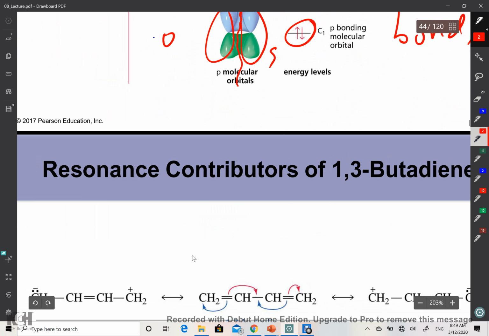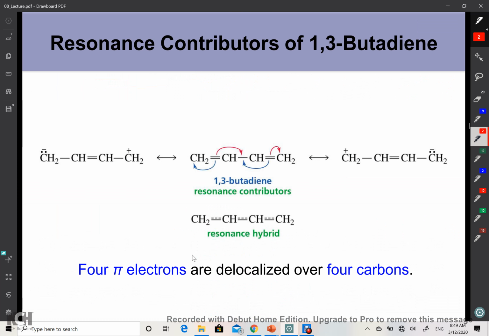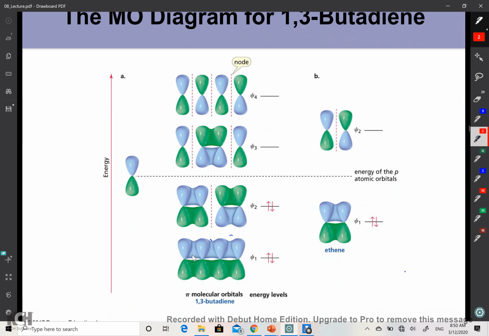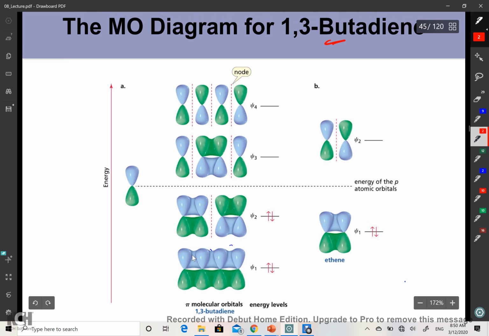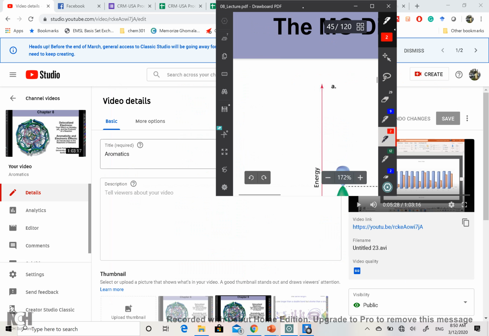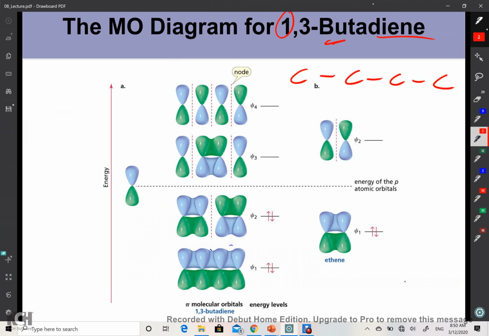Now, if we go to another system, 1,3-butadiene, let's draw the structure. Butadiene means 4 carbons: 1, 2, 3, and 4. Diene means we have double bonds, and those double bonds will be on carbon number 1 and carbon number 3. That's why it's called 1,3-butadiene. So on carbon number 1 I have a double bond, and on carbon number 3 I have a double bond. Does that make sense? All these atoms are sp2 hybridized, which means I have p orbitals over there.